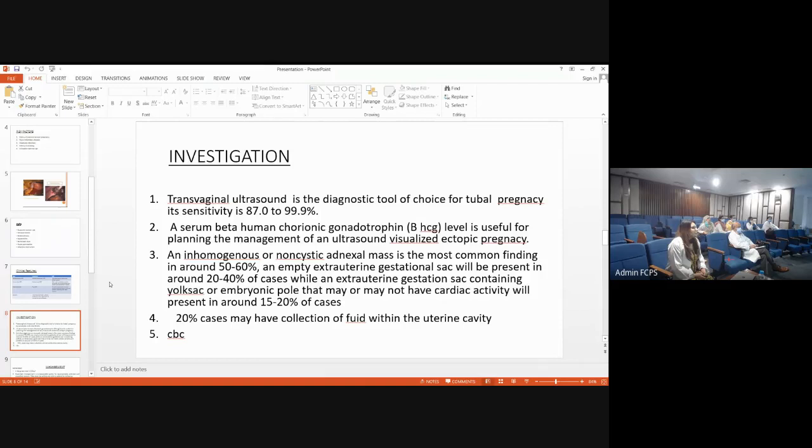An inhomogeneous or non-cystic adnexal mass is the most common finding in around 50 to 60%. An empty extrauterine gestational sac will be present in around 20 to 40% of cases, while an extrauterine gestational sac containing yolk sac or embryonic pole that may or may not have cardiac activity will be present in around 15 to 20% of cases. Number 4, 20% of cases may have collection of fluid within the uterine cavity.